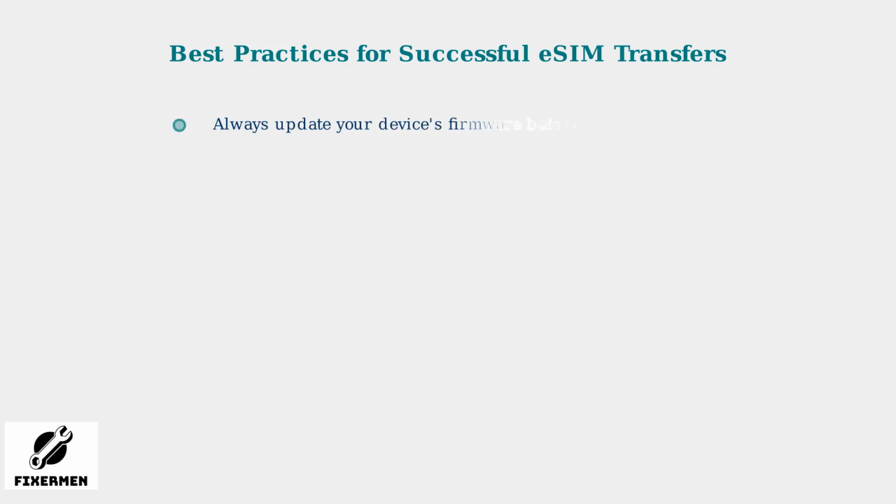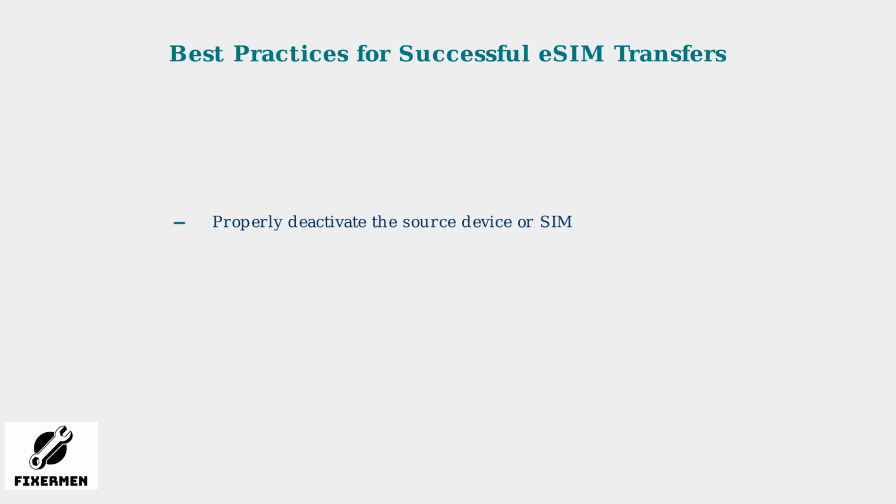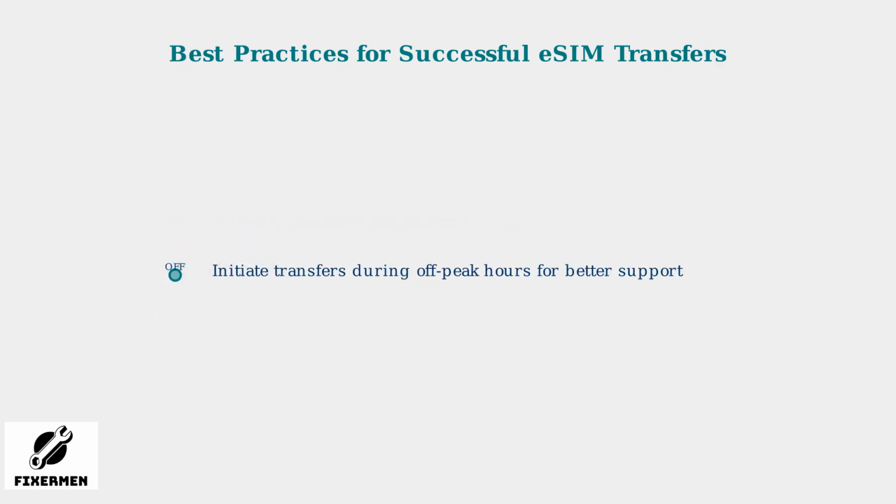To avoid future eSIM transfer problems, follow these best practices. First, always update your device's firmware before attempting a transfer. This ensures compatibility with Verizon's latest eSIM protocols. Second, ensure your Verizon account is in good standing. Check for any outstanding balances or suspended services that could block the transfer process. Third, properly deactivate the source device or physical SIM. This prevents conflicts during the eSIM activation and ensures a clean transfer. Fourth, initiate transfers during off-peak hours. Verizon support is more responsive and network congestion is lower, reducing the chance of errors.